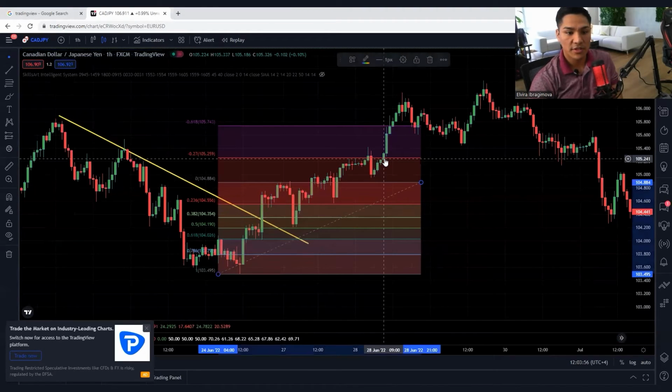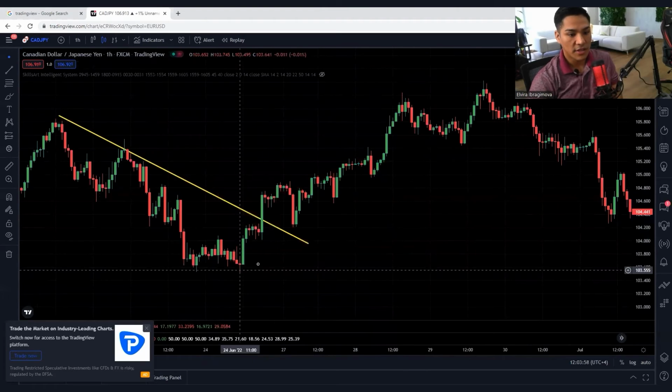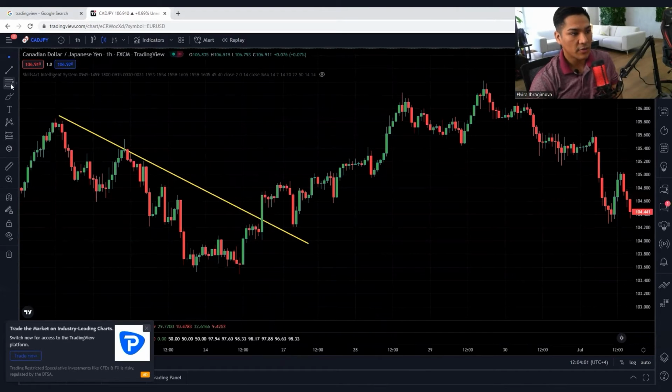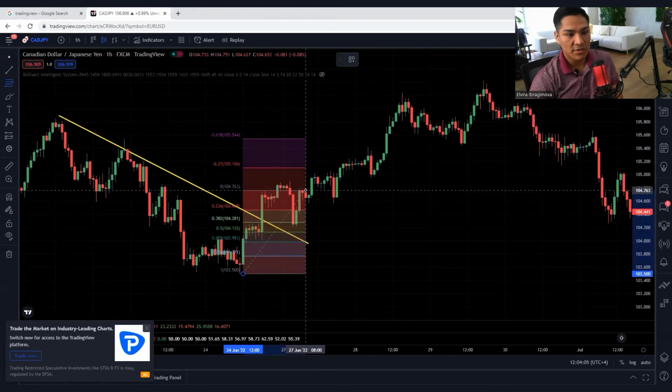Where's the retest? We use Fibonacci's to confirm that. So let's get this out of the way. There it is. There's the candle that broke it out. We look for the move that made that happen. We go from the absolute bottom of that move to the absolute top of that move.